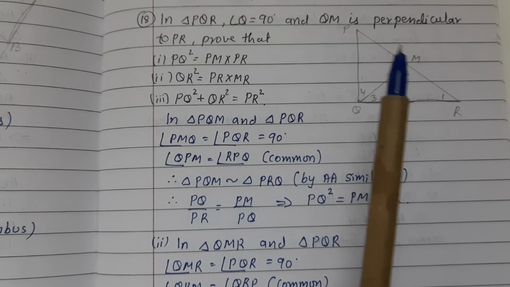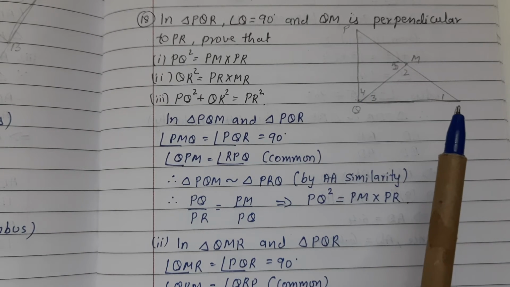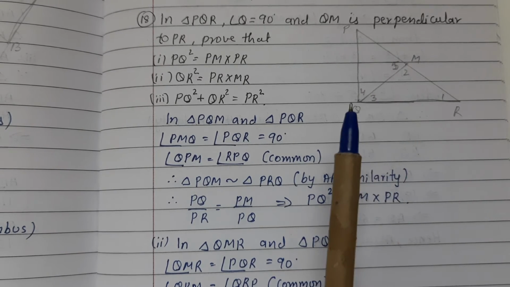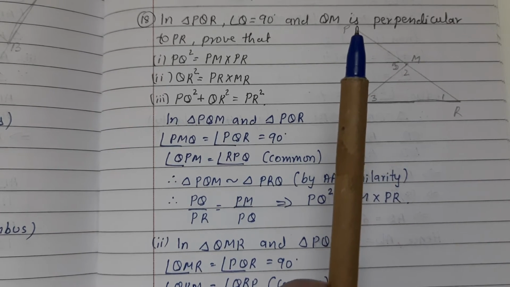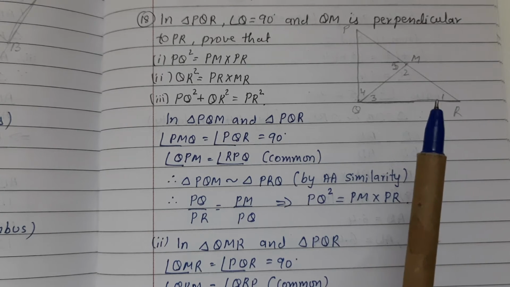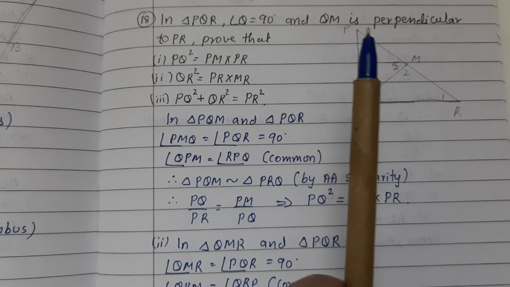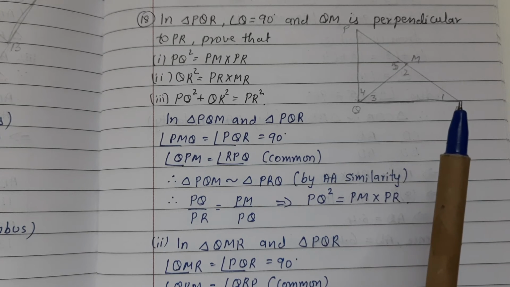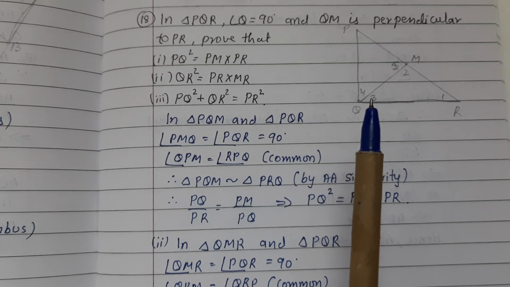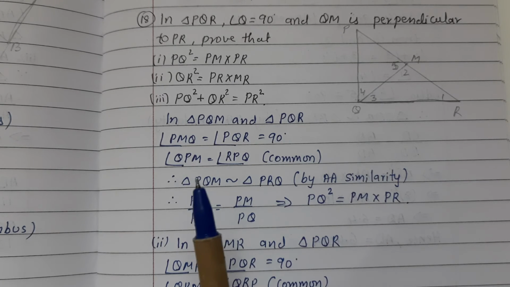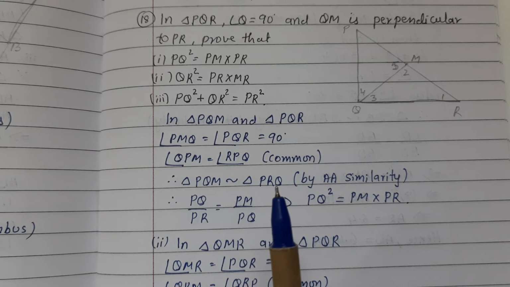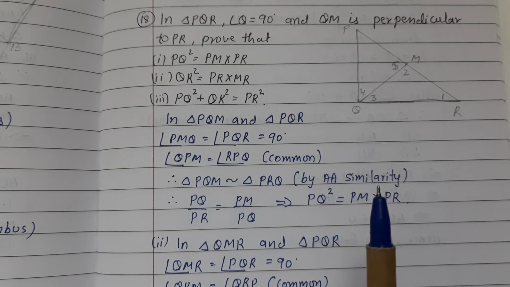PQM and PQR, first part, angle PMQ is equal to angle PQR, both 90 degrees, and angle QPM is equal to angle RPQ, common angle. Therefore both the triangles, triangle PQM is similar to triangle PRQ by AA test of similarity.